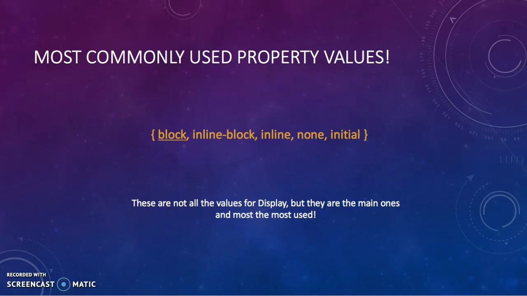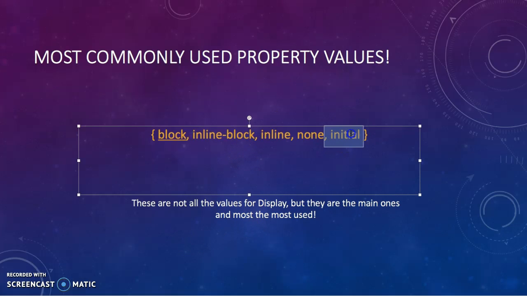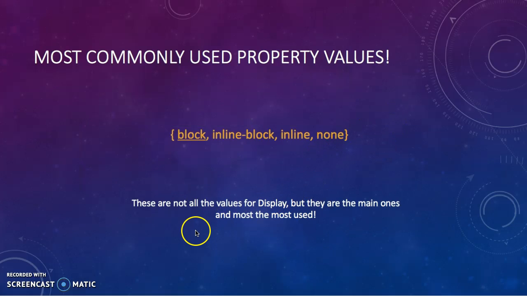Now, one of the most commonly used property values is, well, I didn't mean to put initial on here, so I'm taking that off. It is block, inline-block, inline, and none. These are the four commonly used values in CSS. They are the main ones and they are mostly used.